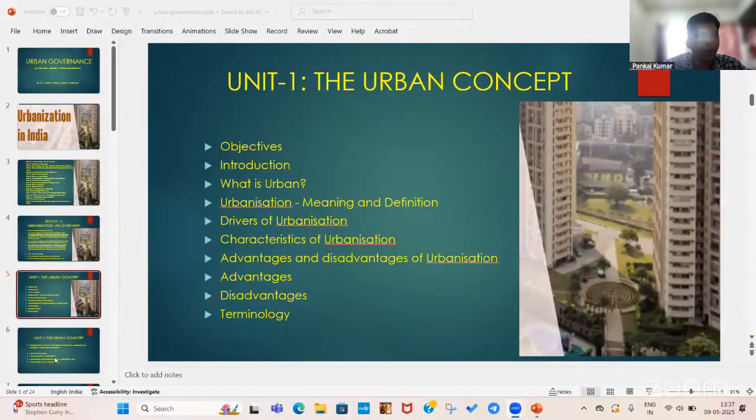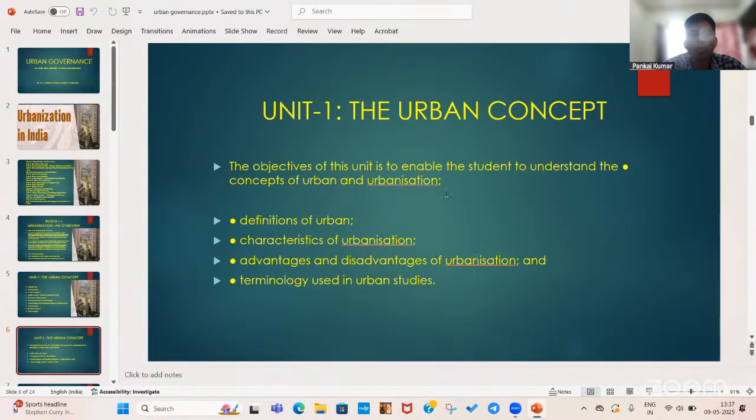Okay. Then coming to the objective of this unit: it is to enable the student to understand the concept of urban and urbanization, the definition of urban, the characteristics of urbanization, and then advantages and disadvantages. I think this I already explained.